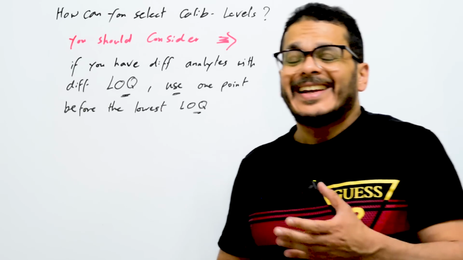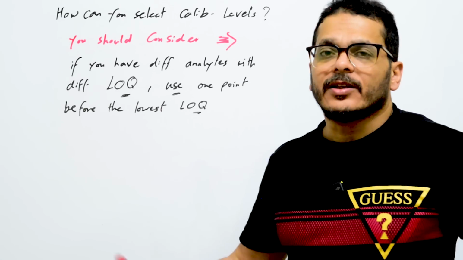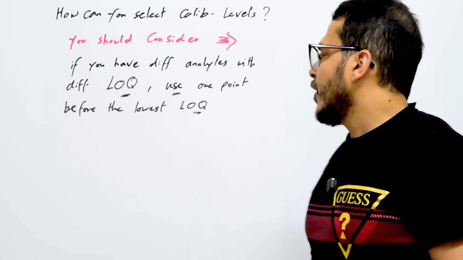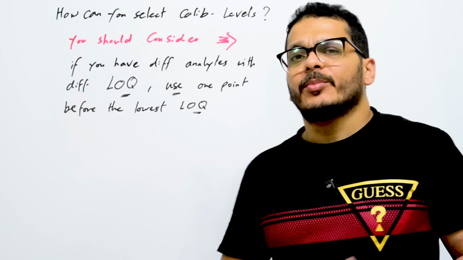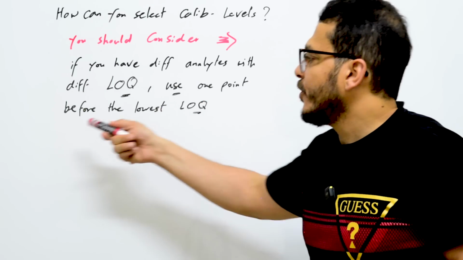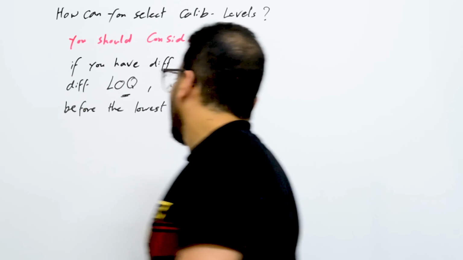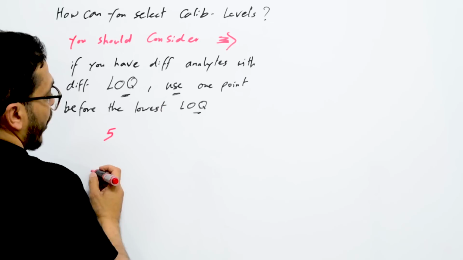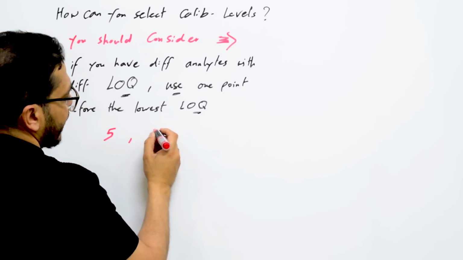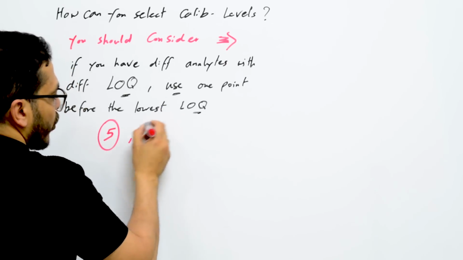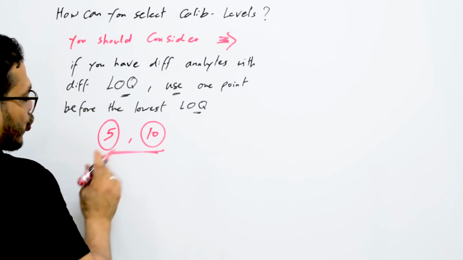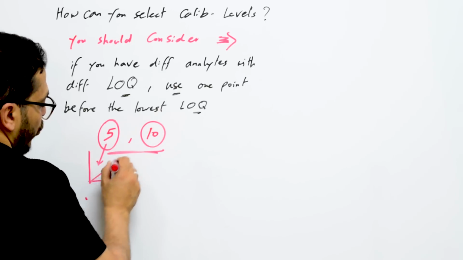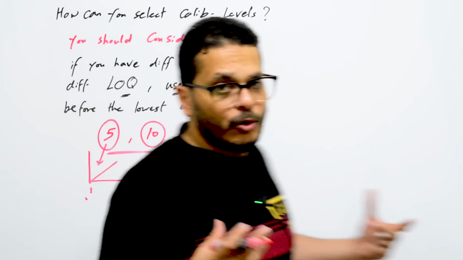Another very important point relating to LOQ also: if you have different analytes, not only one, analyzed on the same run with different LOQ, and you want to prepare only one calibration for all of them, use 1 point before the lowest LOQ. As an example, if the LOQ for these compounds is different, like one of them 5 microgram per kilogram, another one 10, so you start 1 point before the lowest LOQ. So you can start from 1, and it will include both of them.